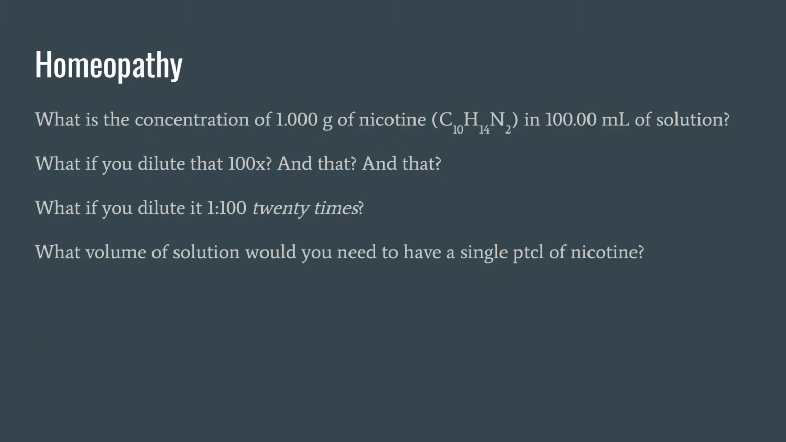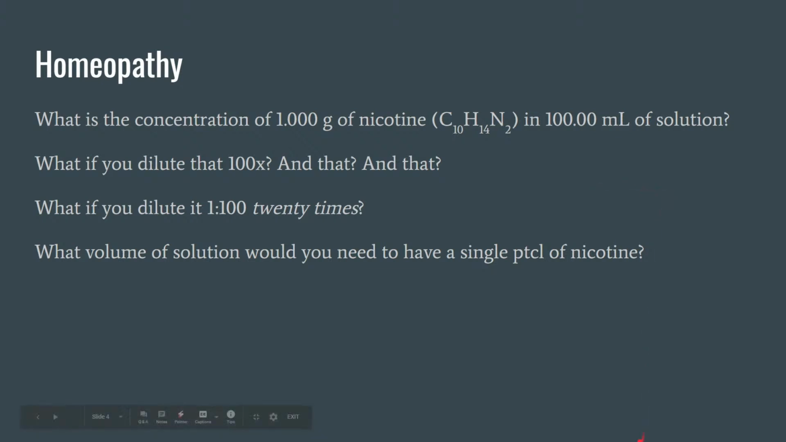So, here we have homeopathy based in nicotine. And yeah, nicotine is kind of a poison. Yes, it's an addictive drug, but the plant's intended as a pesticide. So I'm not sure what a homeopath would use it for, but it makes sense that they might use nicotine. So, if you have 1 gram of nicotine dissolved in 100 milliliters of solution, what is the concentration of that solution? Go ahead real quick, try and work that out, and then come back and you can see me work that out.